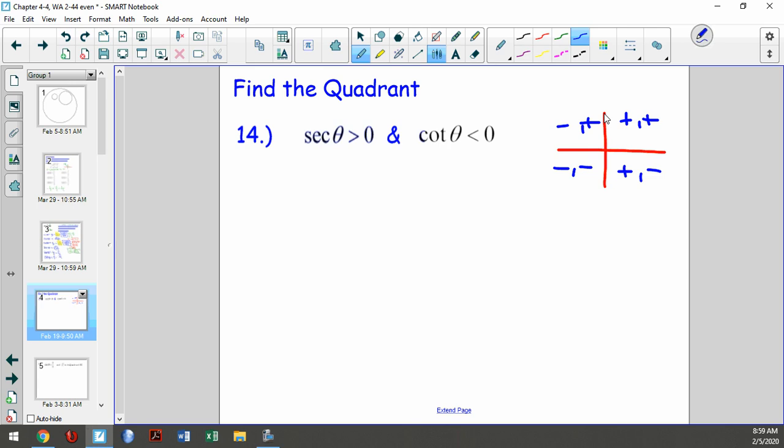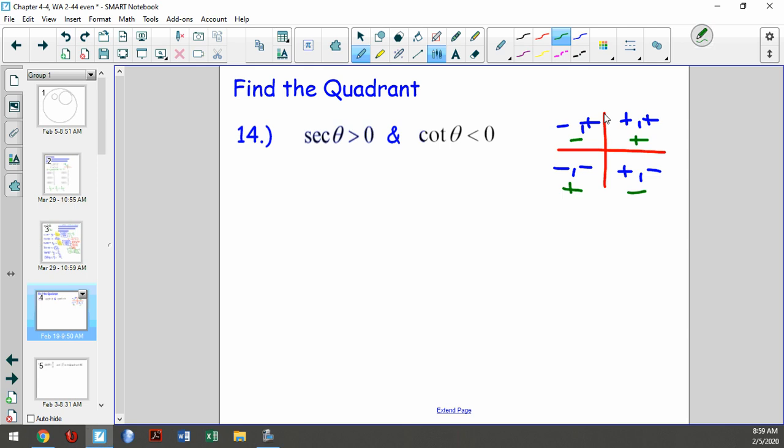Now, the next thing I need your brain to also put on there is going to be your tangent values. Tangent is your y over your x. So positive divided by positive is a positive. Positive divided by negative is a negative. Negative divided by negative is a positive. A negative divided by positive is a negative. Yes? So what I just put up there were your 3 trig functions, sine, cosine, and tangent.